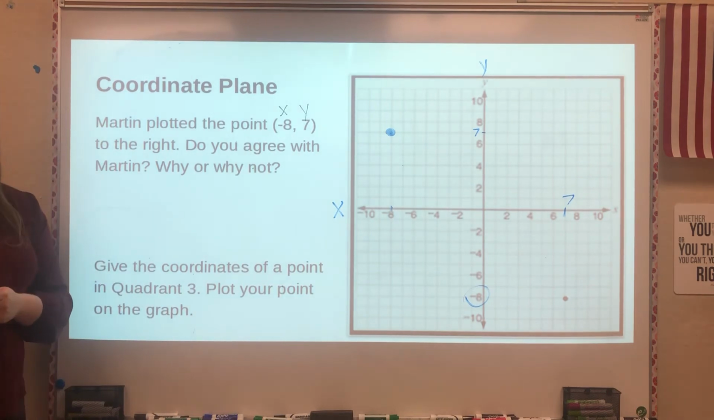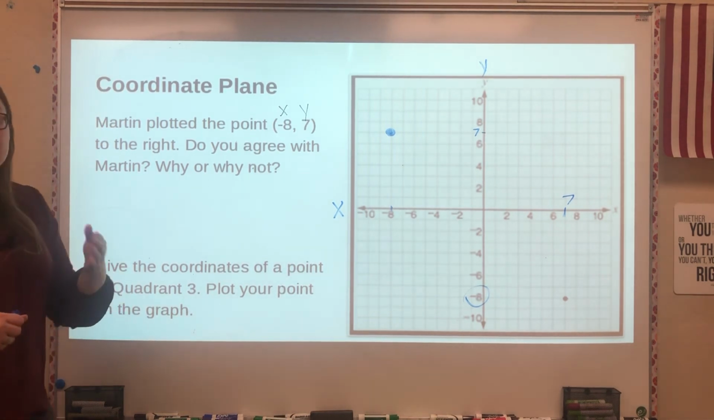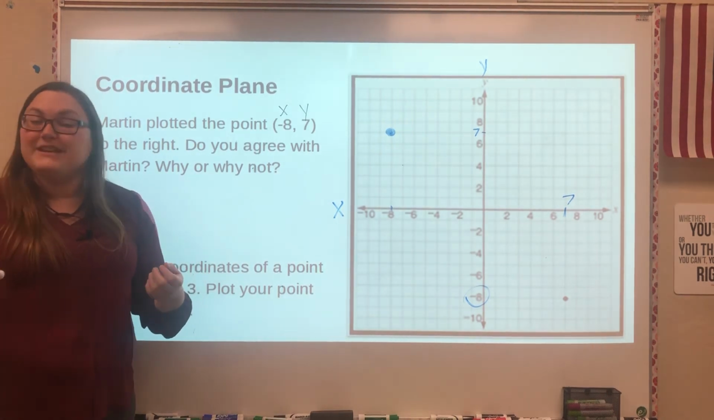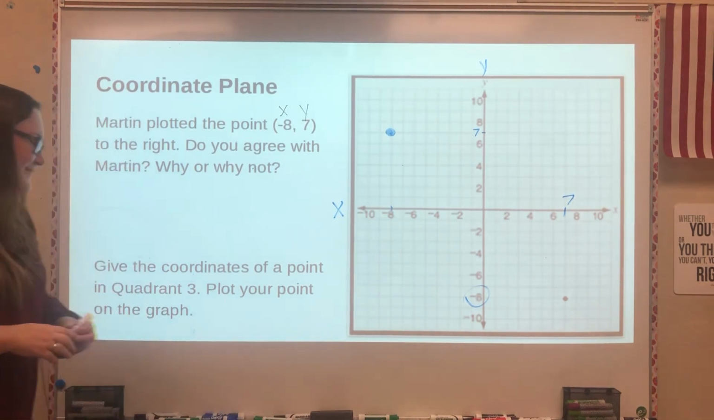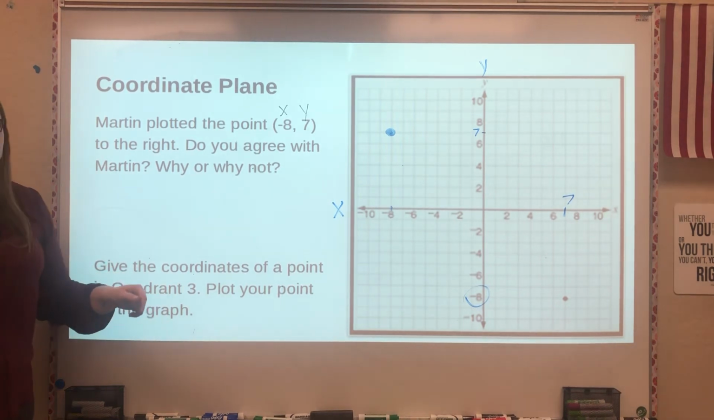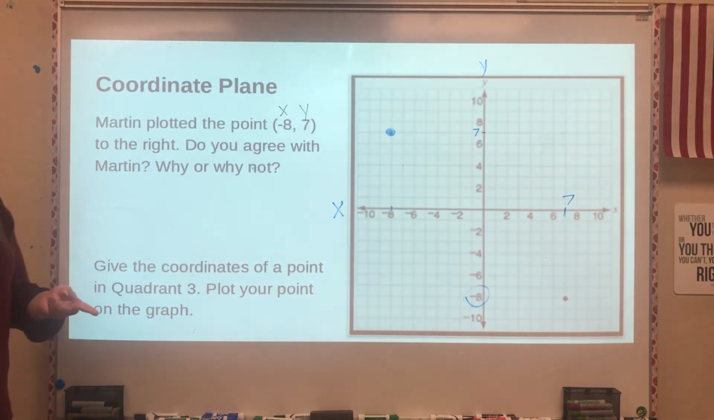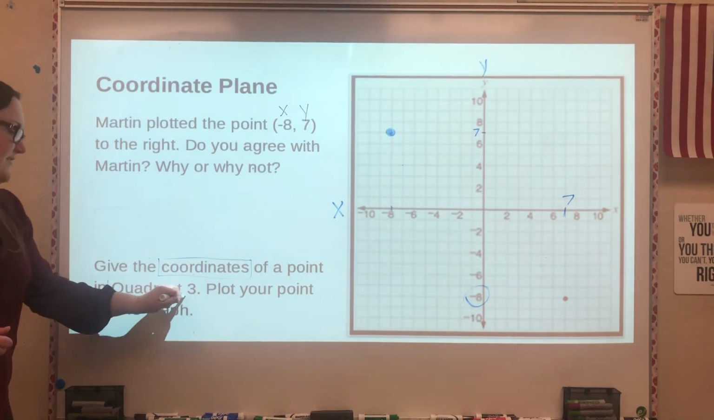Notice all of those are using vocabulary. There's a lot of vocabulary we learned in this lesson, and I think that's one of the reasons why it was one of the lessons students struggled more with, is because it's really important you know some of those words to answer the question. To help us practice that vocab a little more, I've got the second part here, which says give the coordinates of a point in quadrant 3. Plot your points on the graph. I wrote this question specifically because it's using two words I think students got backwards on the test. Those two words are coordinate and quadrant.